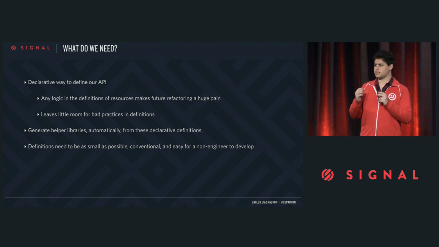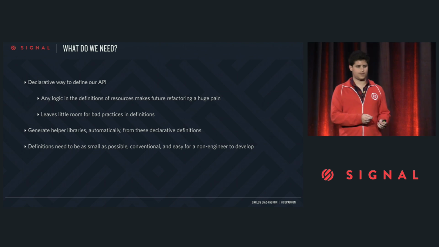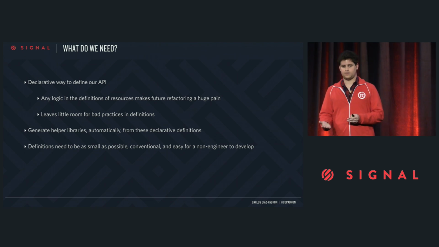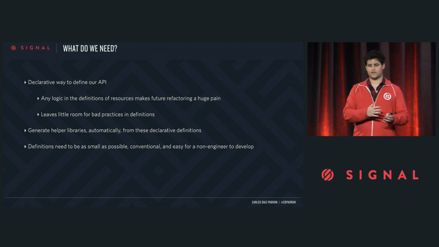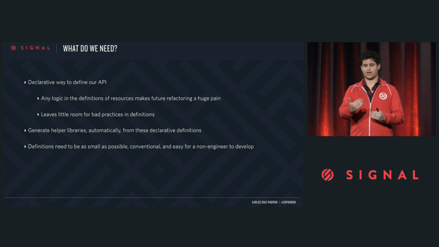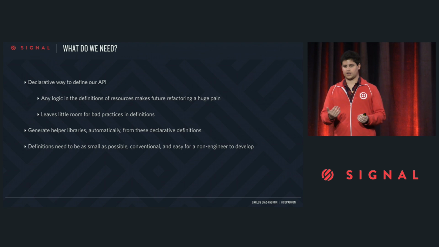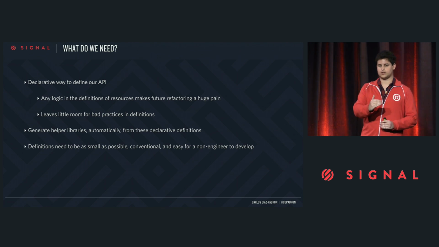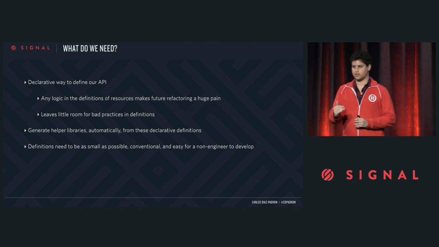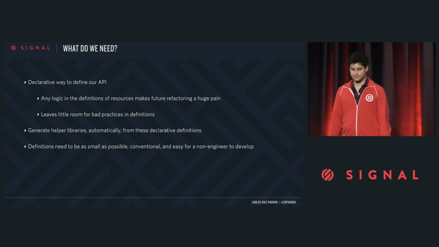We need to generate the helper libraries automatically from these definitions. And the definitions need to be as small as possible and as easy to read as possible. The end goal is for product managers to actually make the definitions themselves. So instead of getting a spec in a Google document, we would get a declarative definition that programmatically defines what this new resource or product looks like.